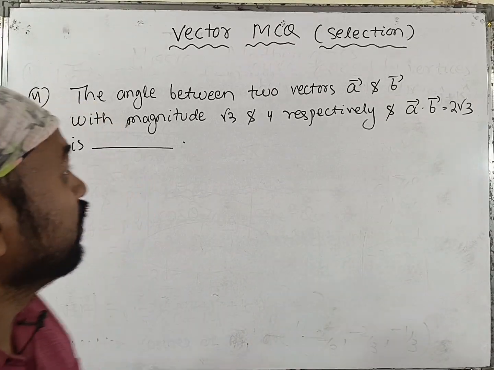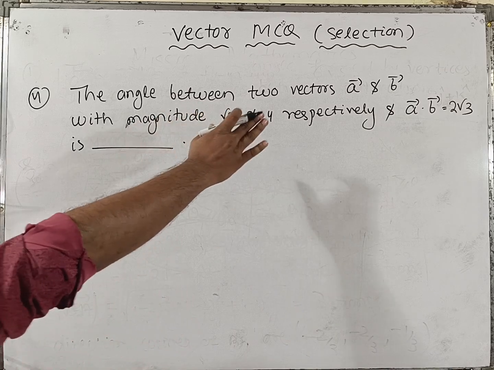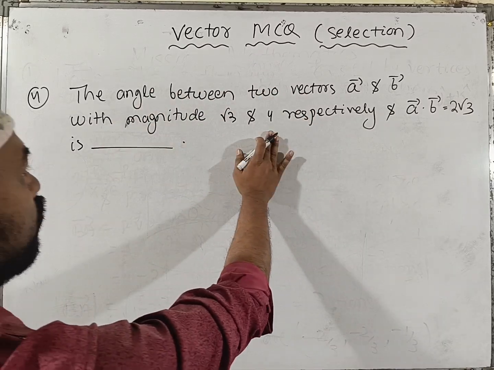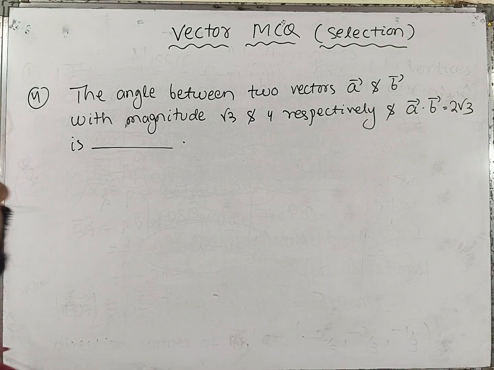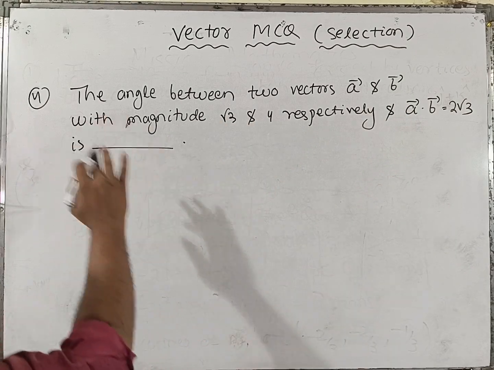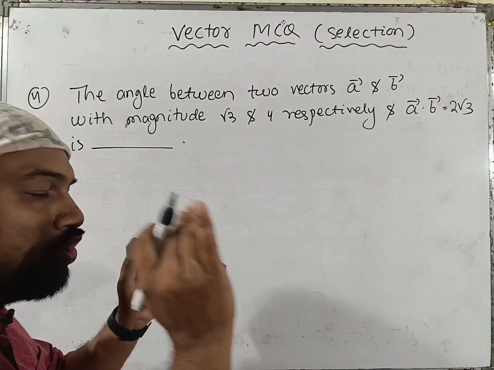So here it is question number 4. The angle between two vectors A vector and B vector with magnitudes root 3 and 4 respectively, and A vector dot B vector, it is given, is 2 root 3. That means we have to find out the angle between the two vectors.